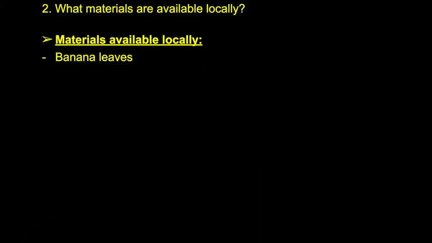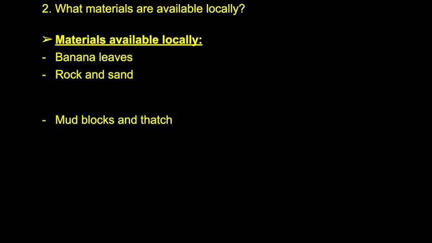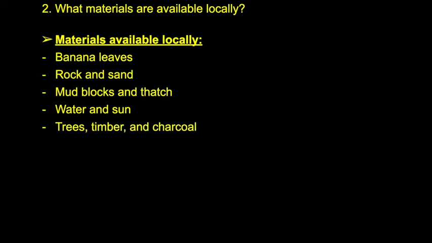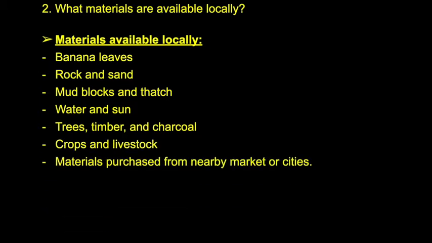Okay, second question, what materials are available locally? Banana leaves. Yes, banana leaves. And rock and sand, and mud blocks and thatch, and water and sun, and trees, timber, and charcoal, and crops and livestock. And the materials that come from nearby markets or cities.